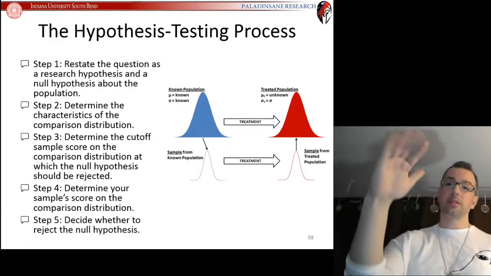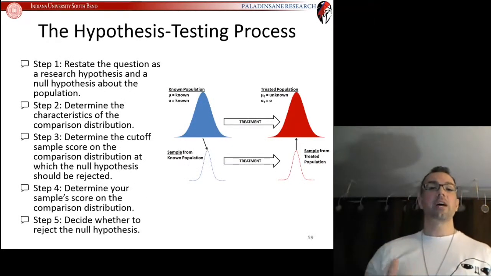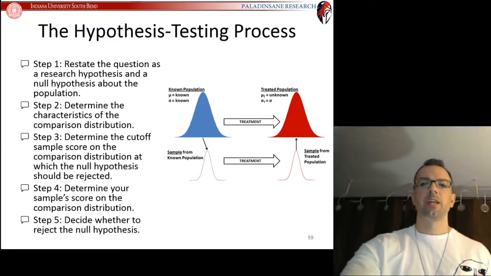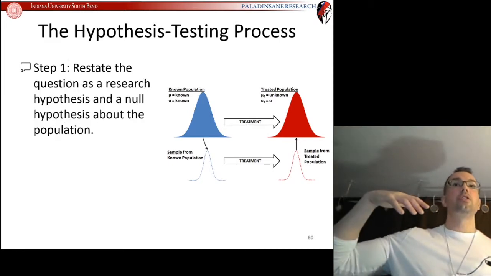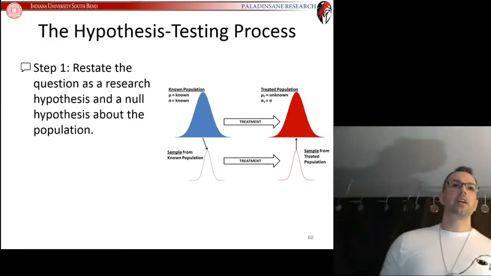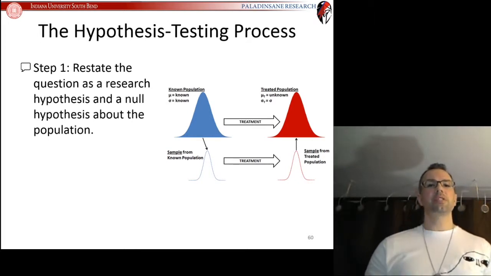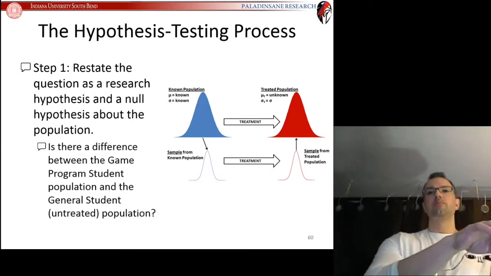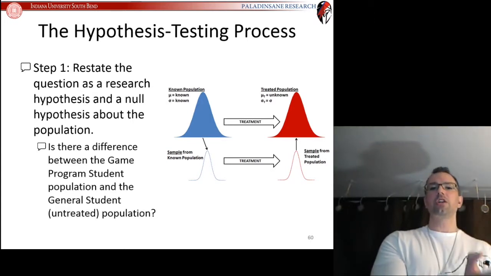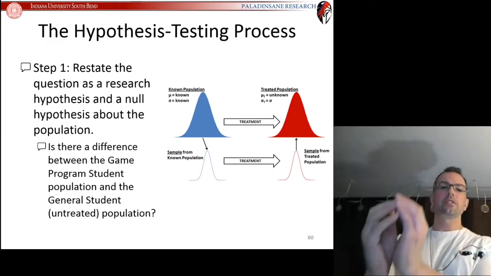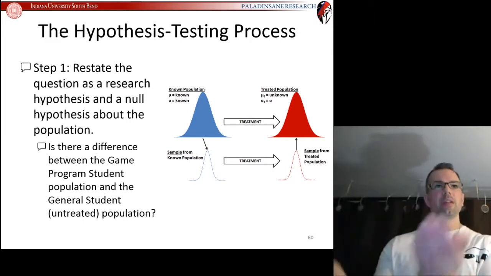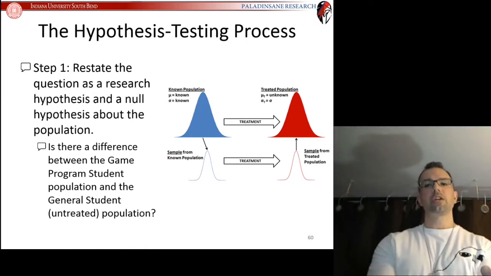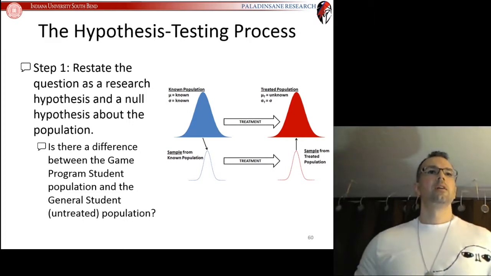All right, step number 1. So it's still the 5 steps. We still go through the 5 steps, and get used to these 5 steps. You're going to be seeing them over and over and over again. So very nicely, we don't have to redo everything, because you take a look at step 1. We are still interested in the same question. We still want to know, is there a difference between the game program student population and their self-esteem versus the general untreated population and their self-esteem? That's still what we're looking for. Does our treatment change the population's self-esteem?